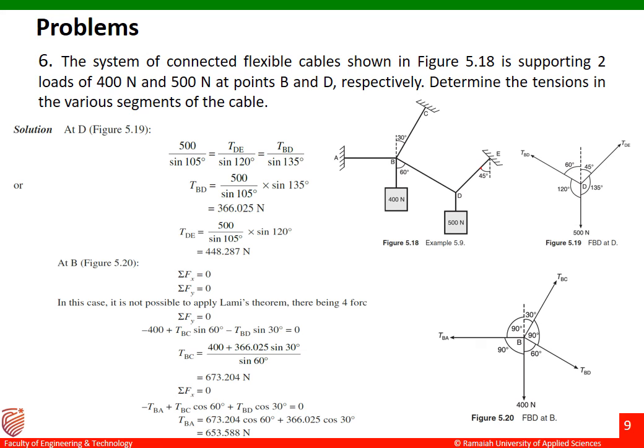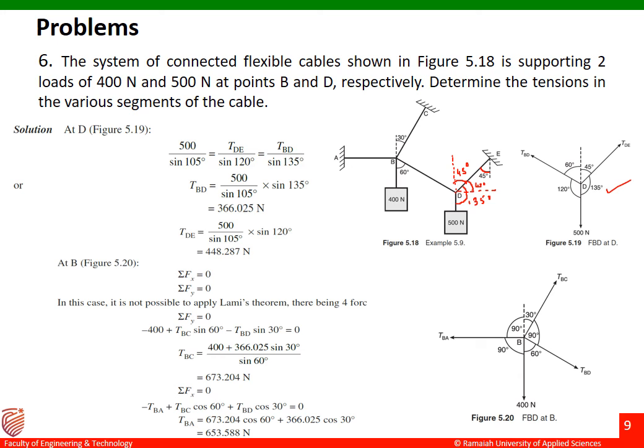So this is the angle made by the cable DE with respect to the vertical, which is 45 degrees. If this is 45 degrees, let me draw an axis here which is making an angle of 45 degrees. If this is 45 degrees, this will also be 45 degrees. And the angle made by this TDE and the 500 Newton is 90 plus 45, which is 135 degrees, which is written over here, same thing.